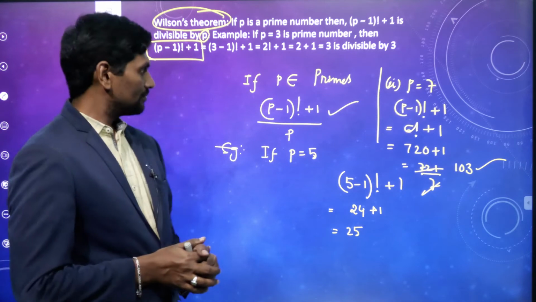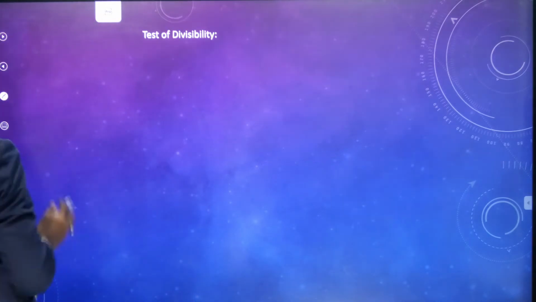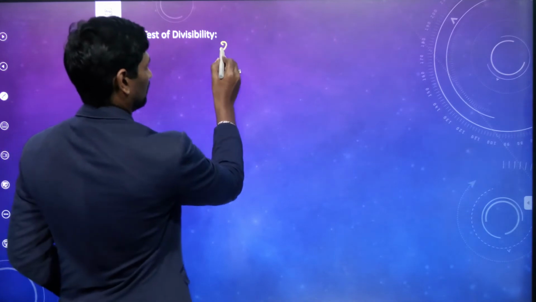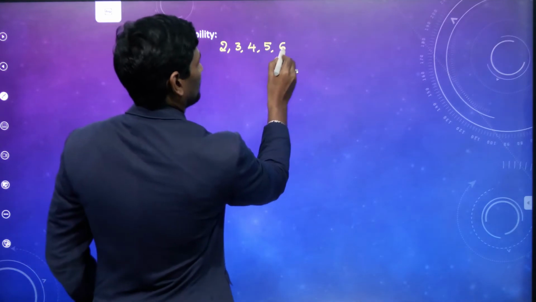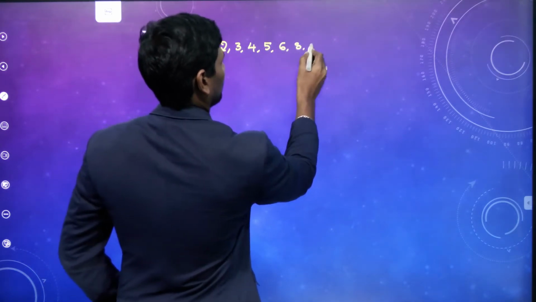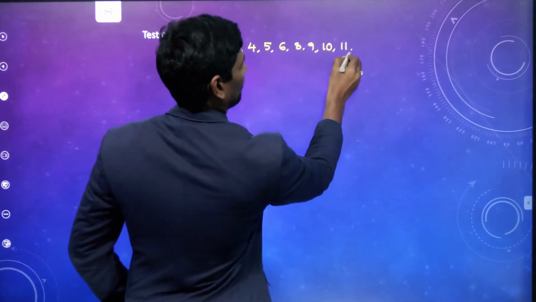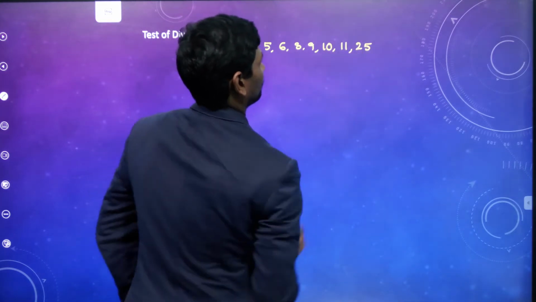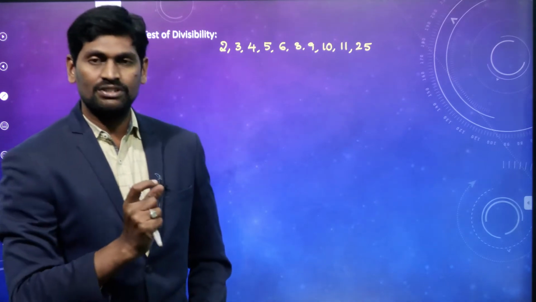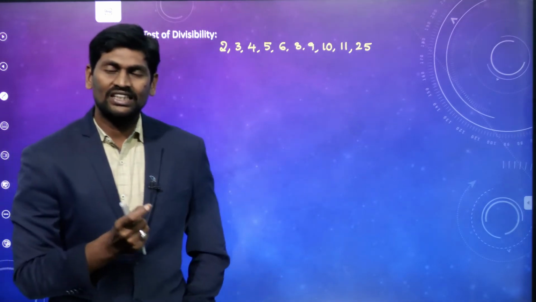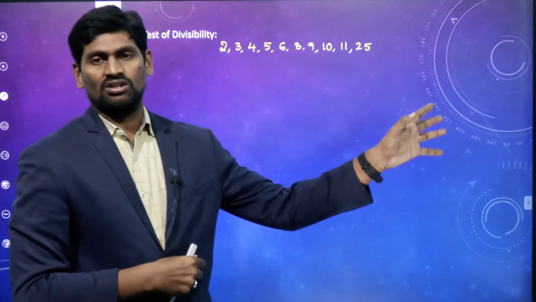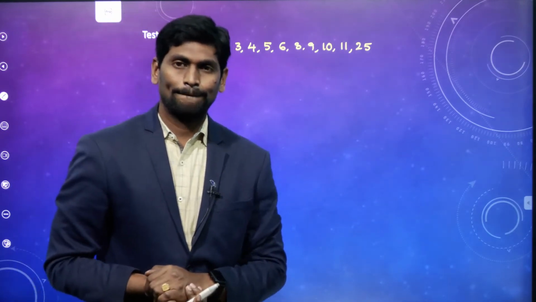Okay, children? Right. Test of divisibility is nothing but divisibility rules. So let us discuss the divisibility rules for 2, 3, 4, 5, 6, 8, 9, 10, 11, 25. That means if you see any number, we need to check whether it is divisible by the respective numbers or not. Clear?